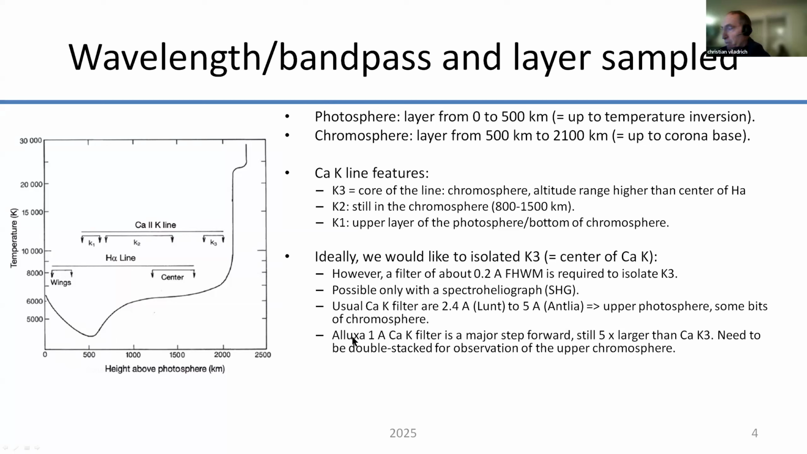There is this new filter, which is the Alexa 1 angstrom filter. It's a bit new, maybe 2 or 3 years ago. And this is really a very good evolution, because it's very narrow, but still it is 5 times larger than what would be necessary to see really the center of the calcium K. But we will see that it's very efficient and very interesting to use. So depending on the bandpass and the center wavelength, we see different layers in the photosphere and the chromosphere.